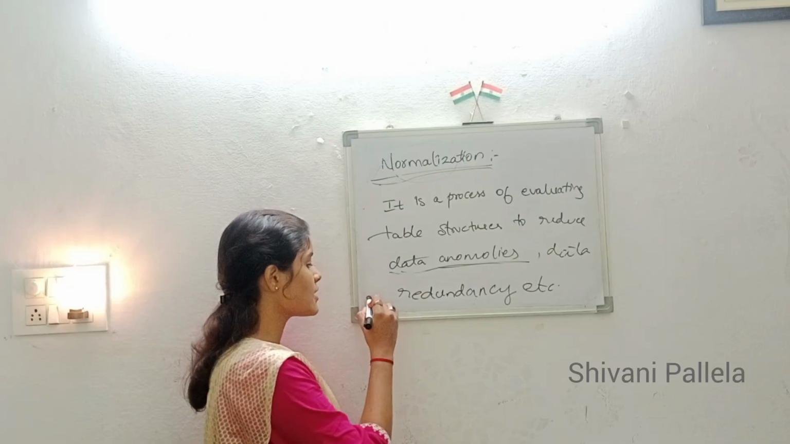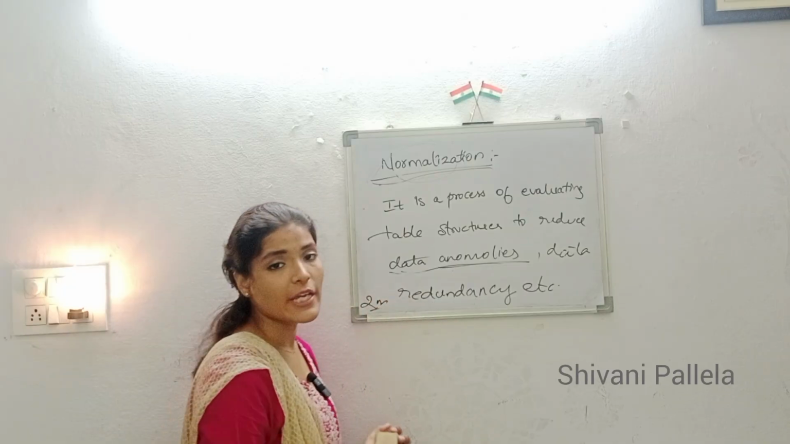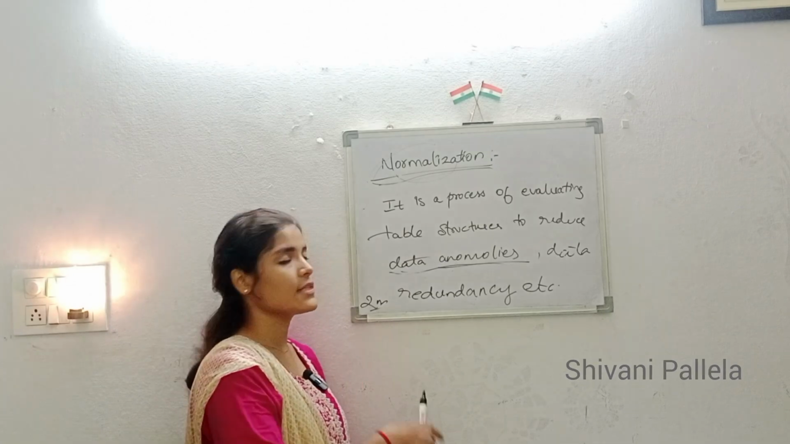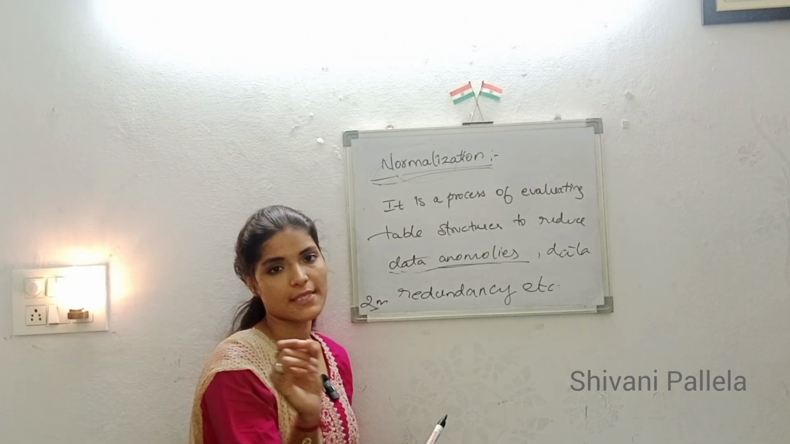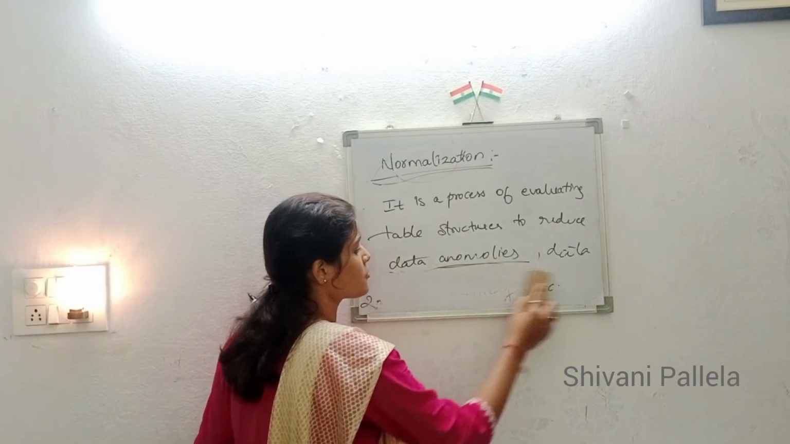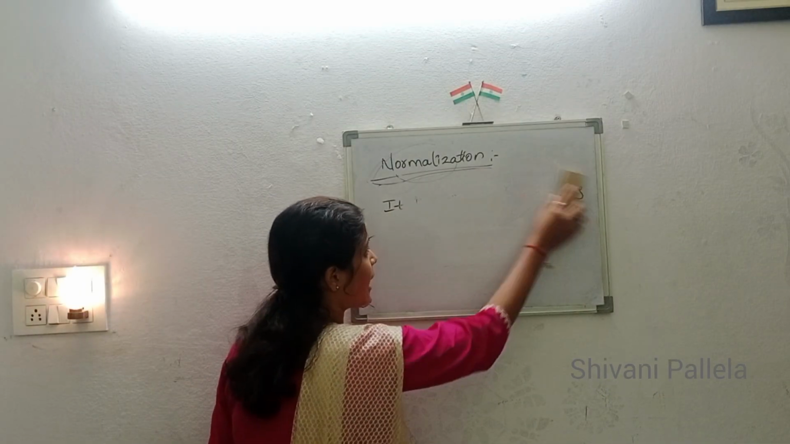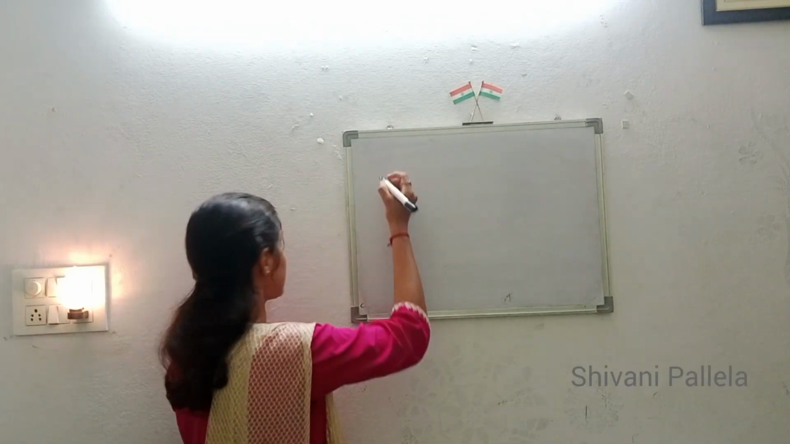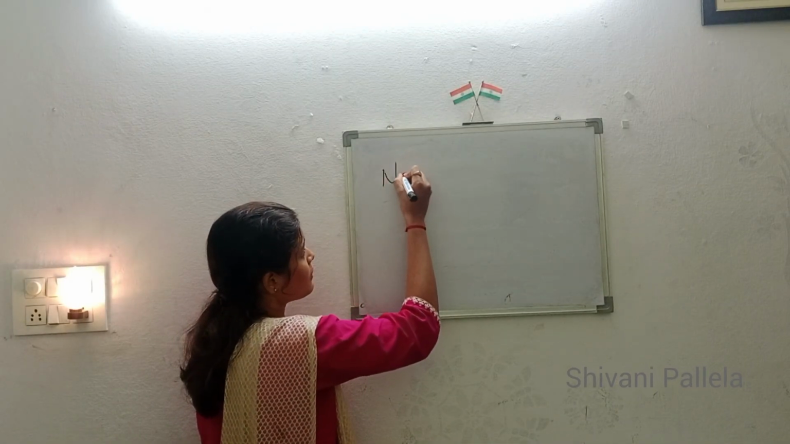That is enough for 2 marks. If a compulsory long question comes, they may also ask what is meant by normalization. At that time you should write this whole definition in 2 lines to start, and after writing this definition, you should keep a side heading called normal forms.